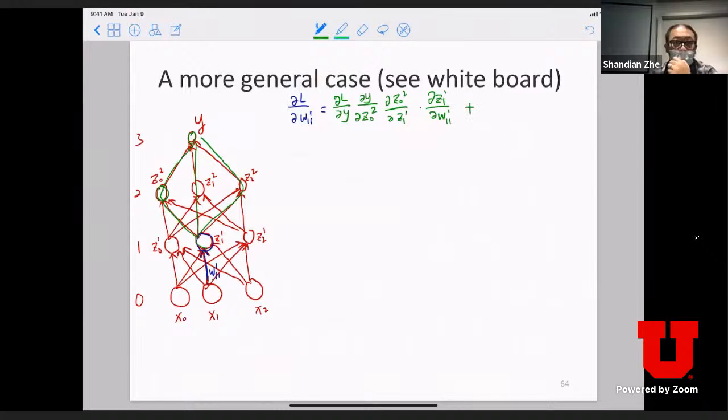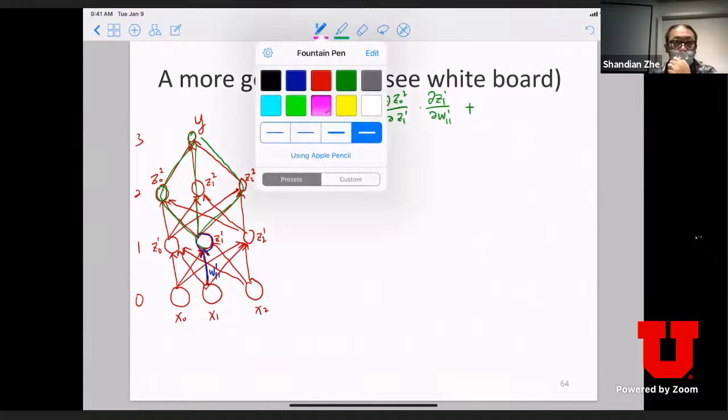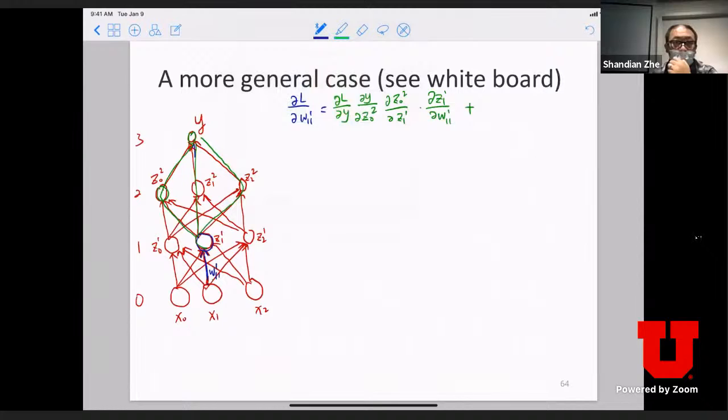So now we need to add the result of the second part. Maybe I should use this color. Second part, which is partial L over partial Y again. Now the intermediate node is Z12. So it's partial Y over partial Z12, then times partial Z12 over partial Z11, times partial Z11 over partial W111. This is the second result.